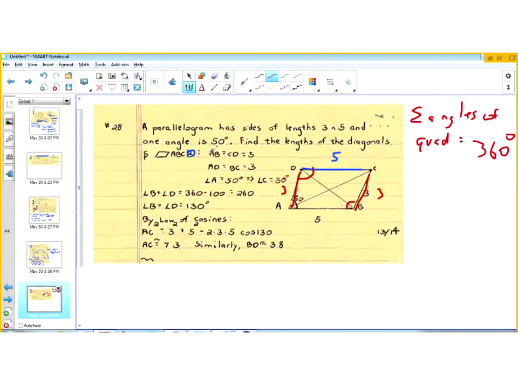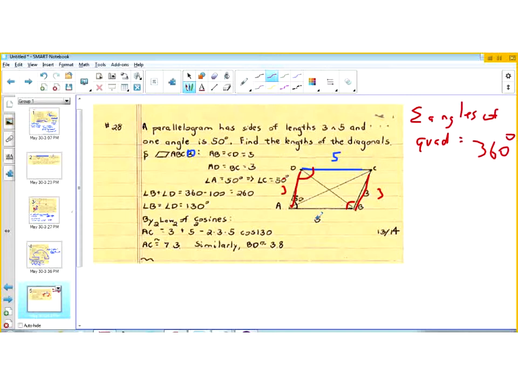So now all we have to do is find the lengths of the diagonals. So the diagonal AC would be equal to 3 squared plus 5 squared minus 2 times 3 times 5 times the cosine of angle B, which is 130 degrees. Keeping your calculator in degree mode in solving, you'll see that AC is equal to 7.3.